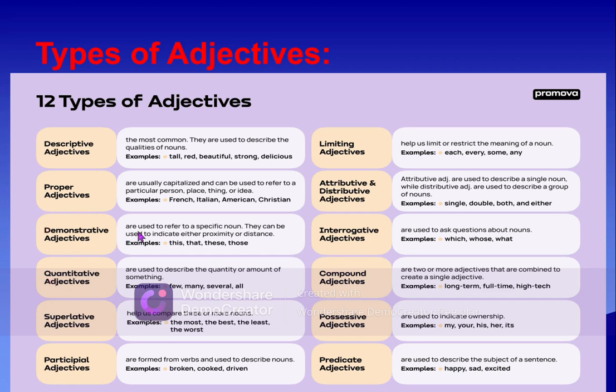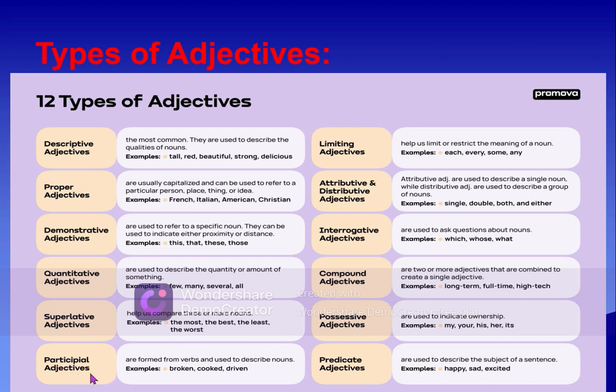Demonstrative adjectives are used to refer to a specific noun. They can be used to indicate either proximity or distance. This, that, these, those. These are the four demonstrative adjectives. Quantitative adjectives show us the quantity or amount of something: few, many, several, all. Then superlative adjectives help us compare three or more nouns: the most, the best, the least, the worst. Superlative degree of all adjectives is said to be superlative adjective.